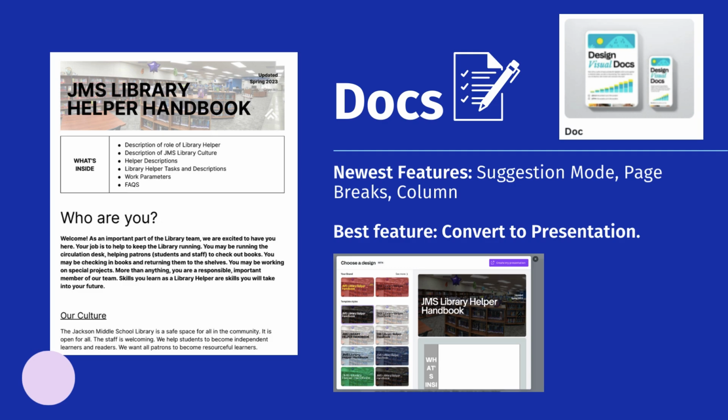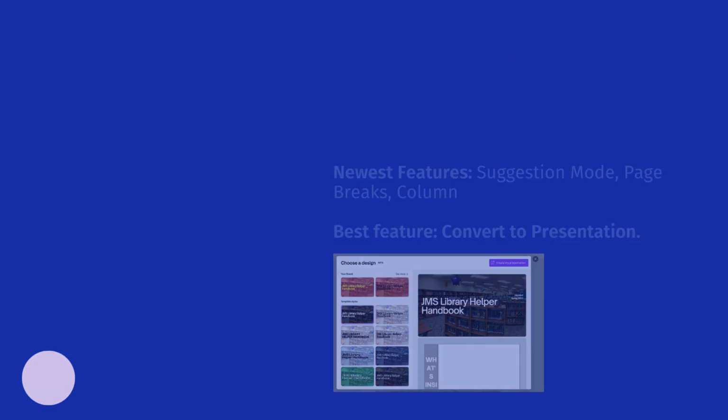Recently, they added suggestion mode, columns, and page breaks, which I find super important. When I first designed our library helper handout, which you can see here, there were no page breaks in docs. I'm excited to update this so I can better delineate between the sections. The best feature, though, is that you can turn a doc into a presentation. If you've created a doc, you can have the text automatically transformed into a presentation within Canva.